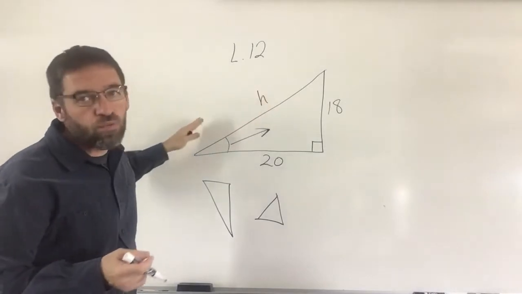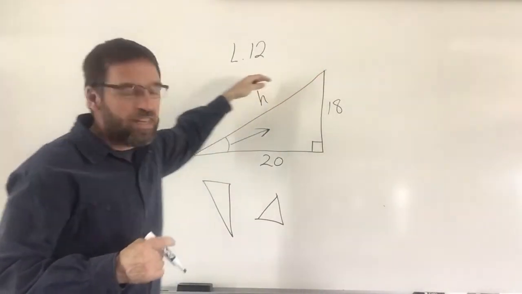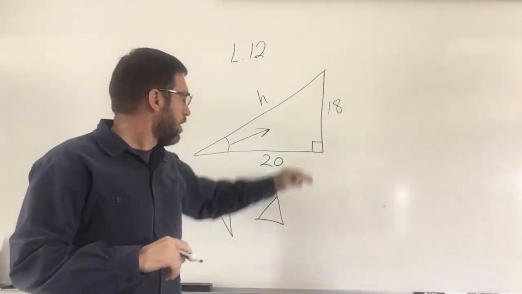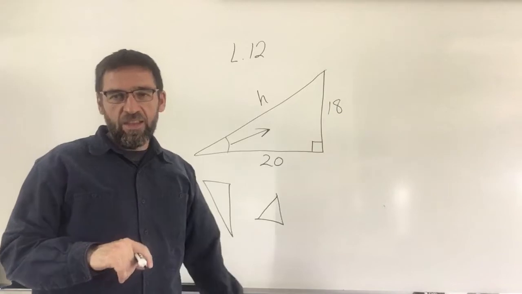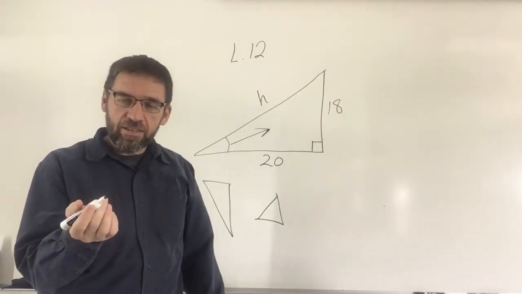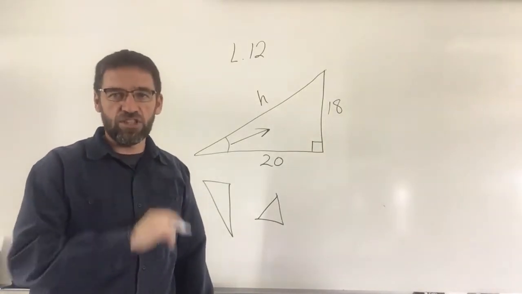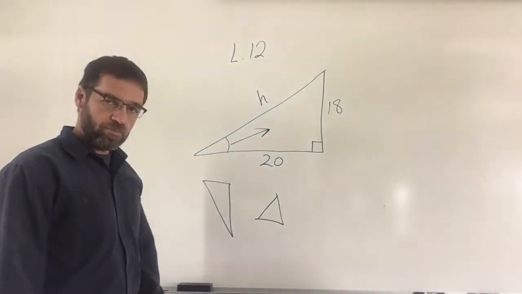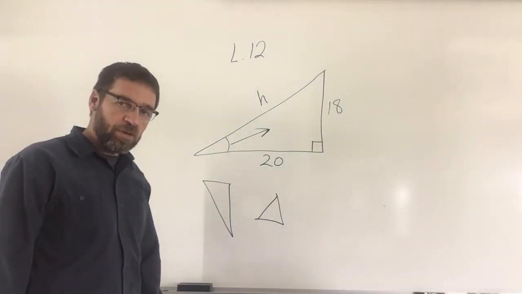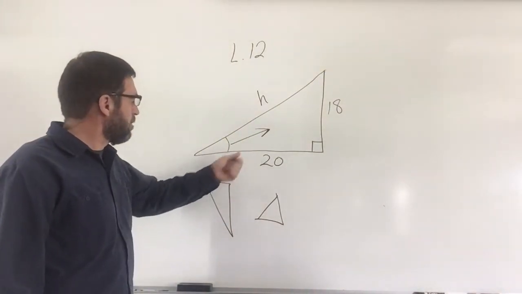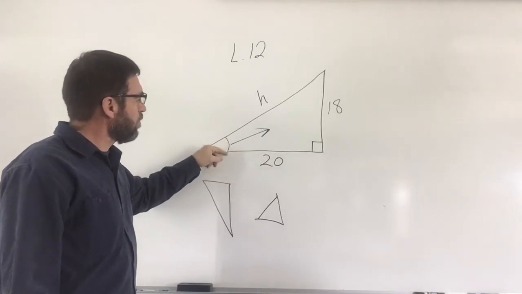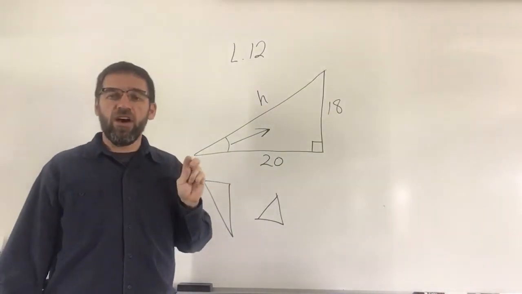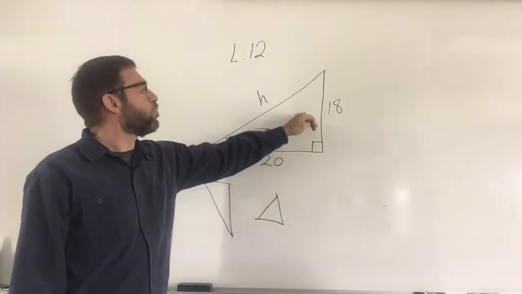Hypotenuse. Okay, let's just review. That long side, the hypotenuse. And then you have a long leg and a short leg. And then you have the opposite side and the adjacent side. Now that varies depending on where the angle is. Okay, are you with me here? I got this example, and I have the angle here, and so that tells me that the opposite side is way over here.